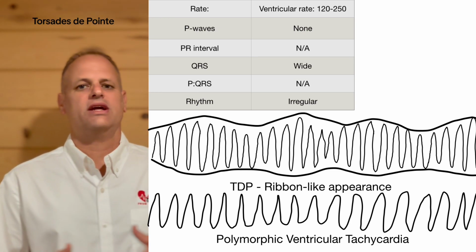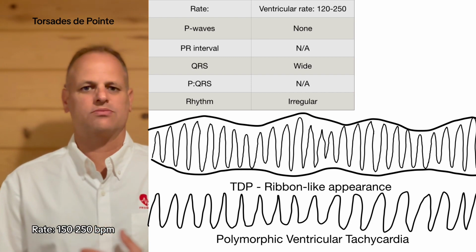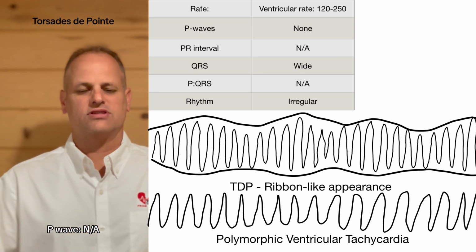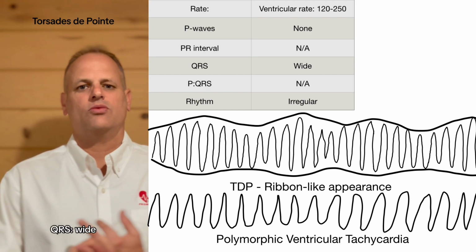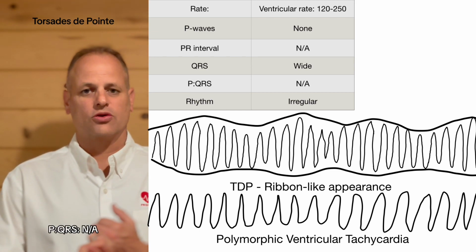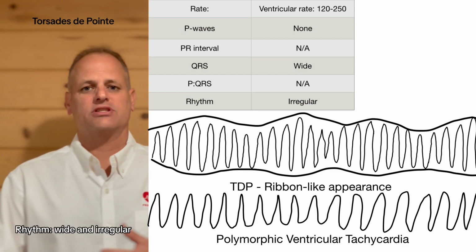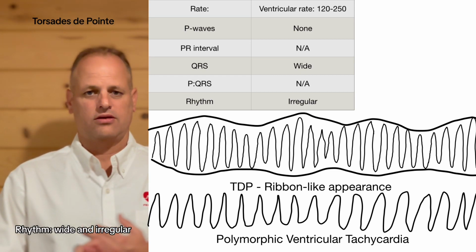Now, in terms of the rate, 150 to 250 times per minute, there are no P waves, therefore there are no PR intervals. The QRSs are going to be wide, there's no ratio, and in terms of the rhythm, it's going to be wide and irregular.